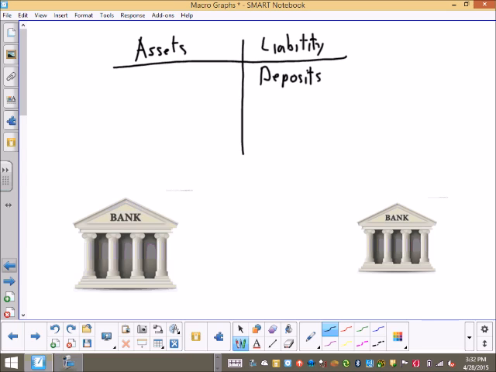So let's imagine that a bank has $1,000 as a deposit. That means we come over here and let's say that they've given out $900 in loans. And that's an asset because if they give out a loan, they're going to get that money back. Whereas the deposit is going to require the bank to give that money back to whoever the consumer is. So I have $900 in loans. They're going to have $50 in excess reserves.